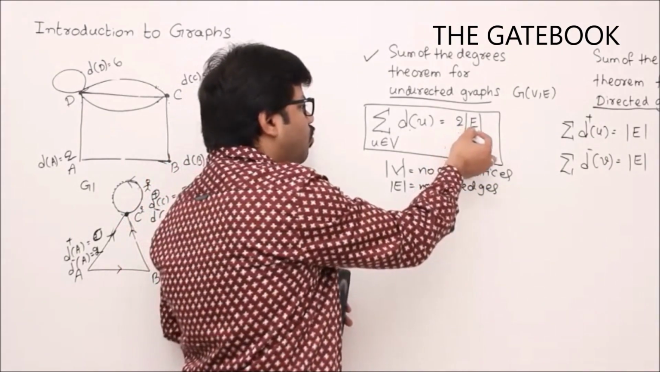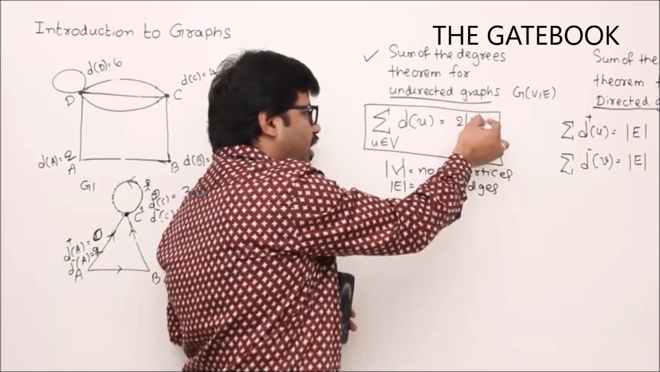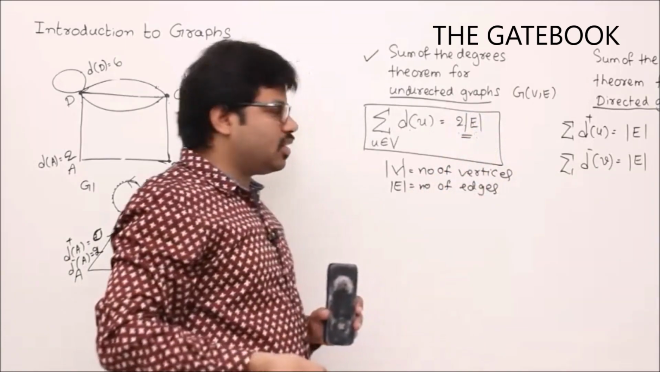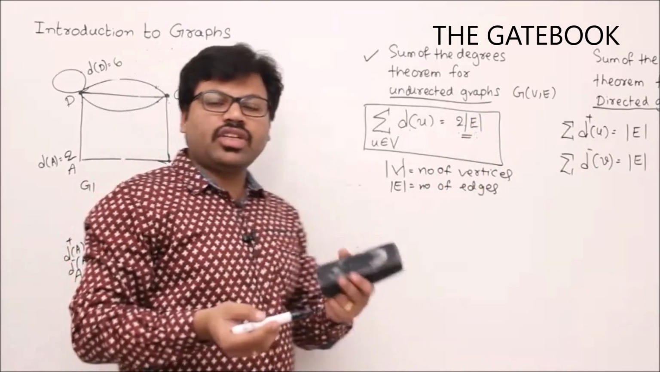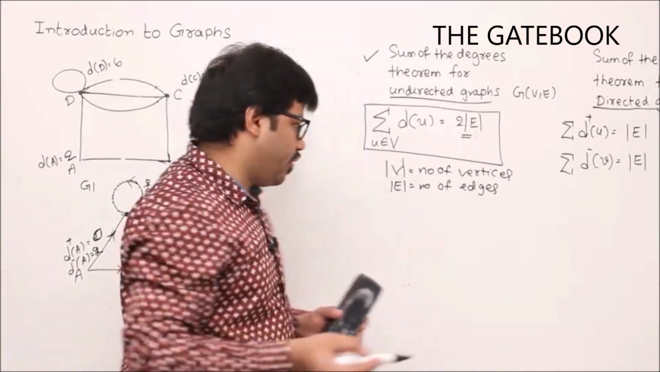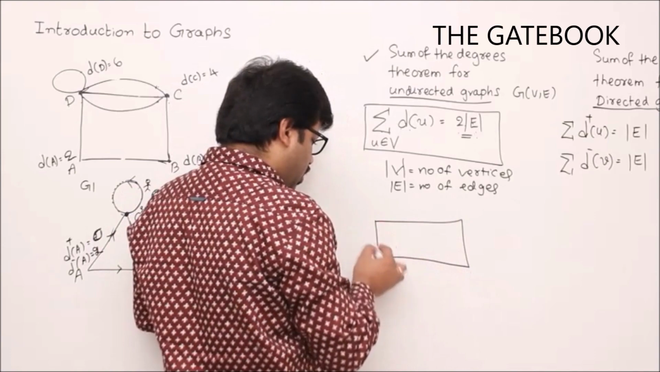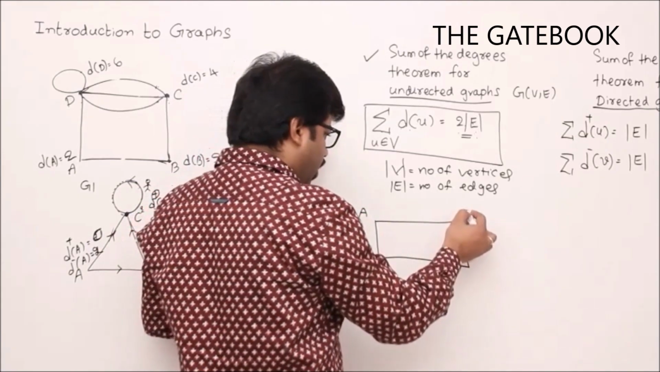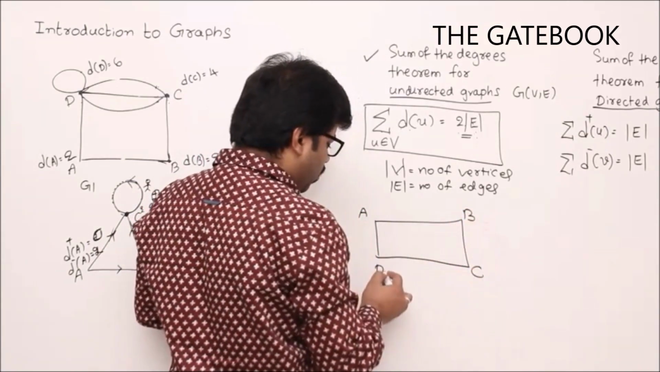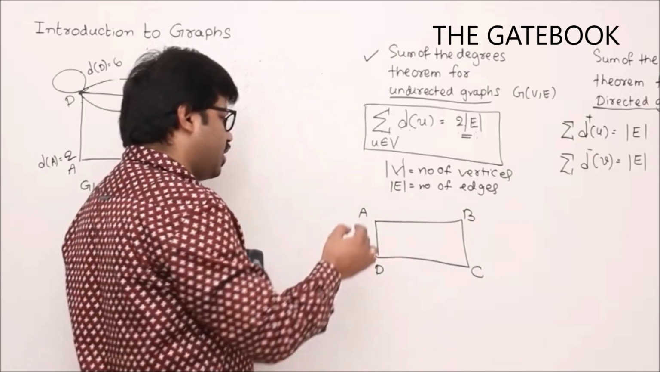So 2 into mod E. Here E is nothing but the edge set and mod E is the number of edges. So why should the sum of the degrees be twice the number of edges? We'll see. I will show one graph and try to count the sum of the degrees. Meanwhile you can understand why it is twice the number of edges. Let's take a self loop.